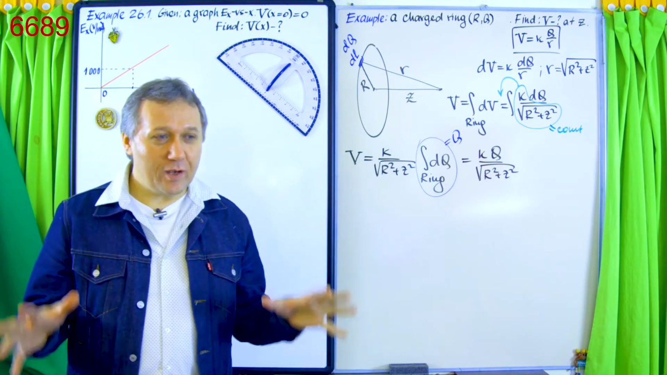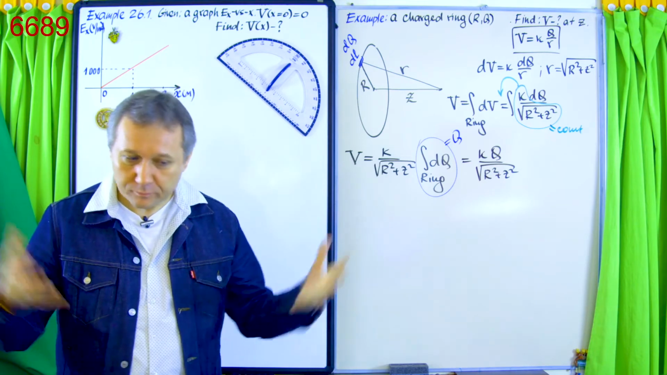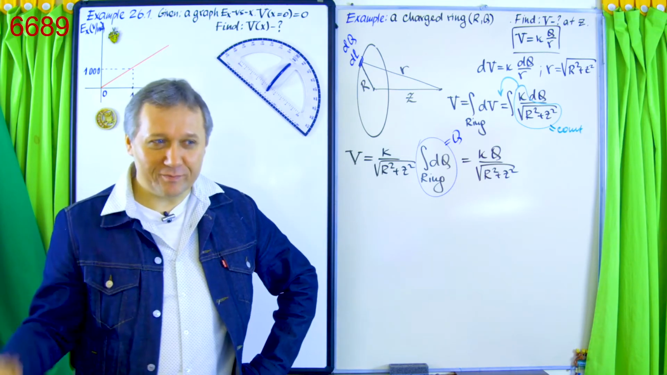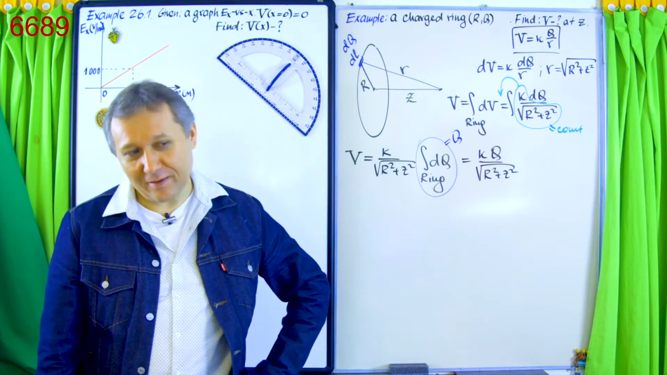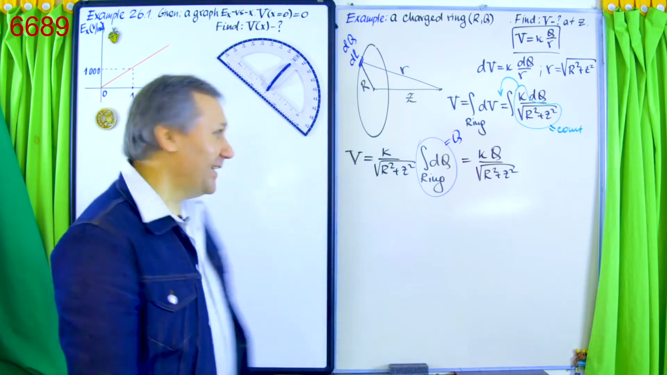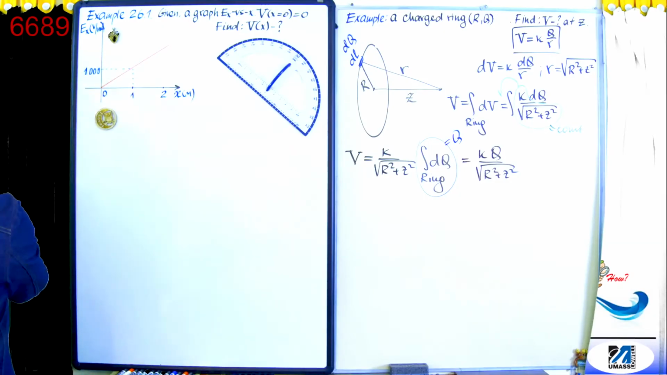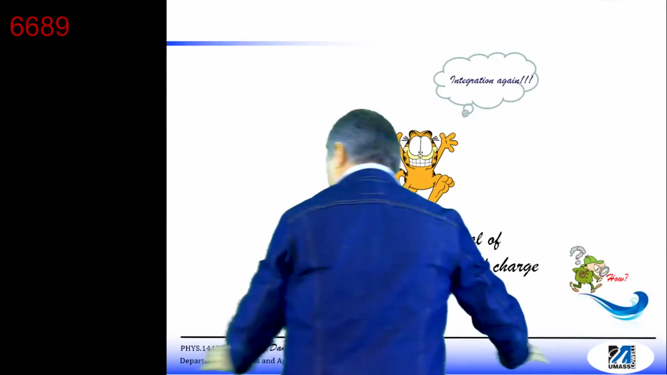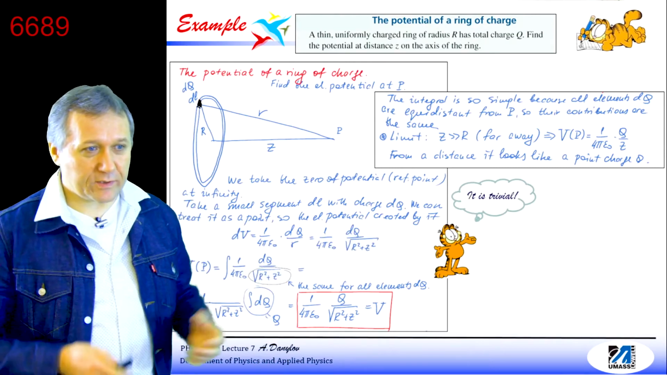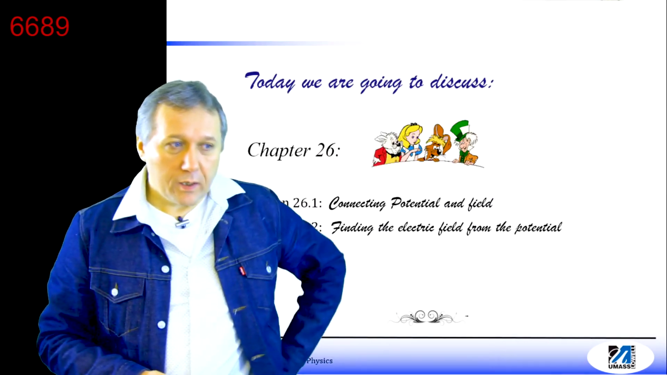Okay, and now at this point, we will go back to slides and we'll start building those bridges between the electric field and the electric potential. Yeah, building bridges, not walls. All right. So that is the example which I just discussed, right? And now, as I said, let's move further.